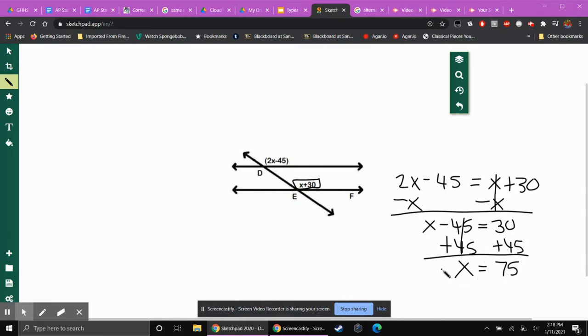What we want to do next is to put this x back into this equation, right? So substituting x back in here, we would have to do 75 plus 30. If you put that into your calculator, you would get 105.